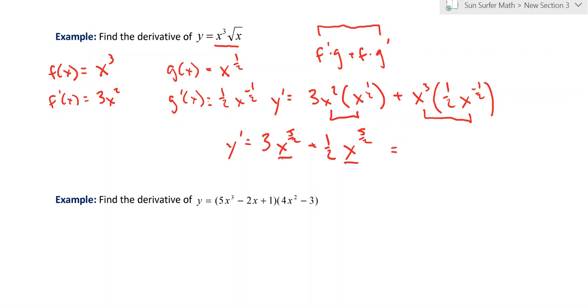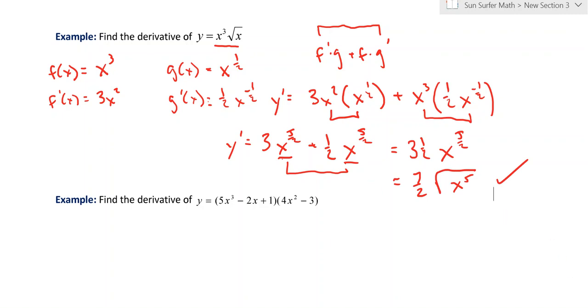We have 3.5, adding the 3 plus 1/2, x to the 5/2. Remember, if these are similar terms, you simply add the coefficients. And we never really write a mixed number like that. That would be better written as 7/2. And of course, I want to put this back in radical form. That would be the square root of x to the 5th. And that would be the best way to write that derivative.